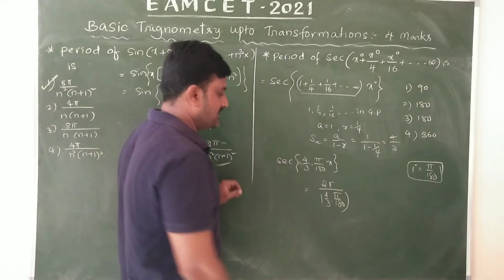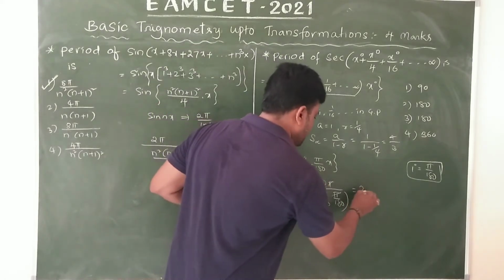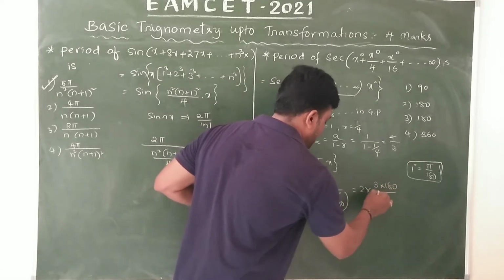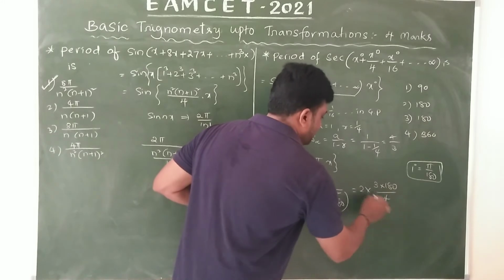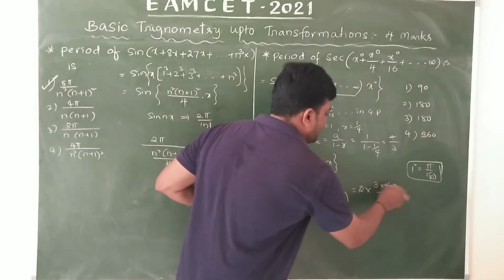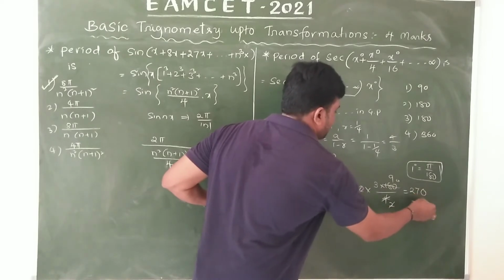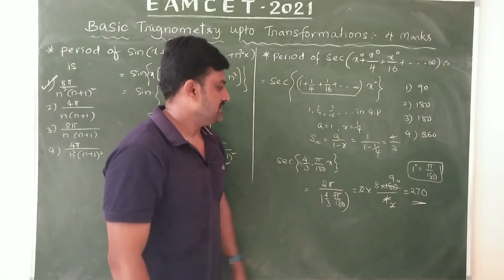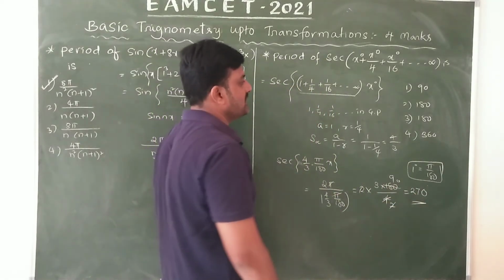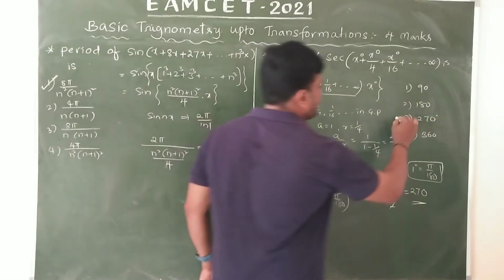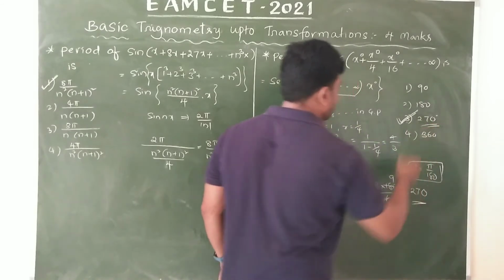Okay, then pi gets cancelled, 2 into 3 into 180 by 4. 2 2s are 2, 90s are, then that equals 270. Okay, it should be 270. Which option? Sorry, 270 is the third option. Okay.